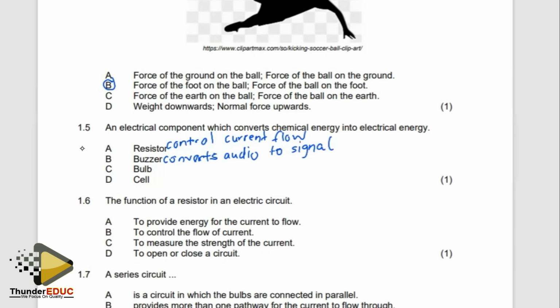The bulb produces light from electricity, because there is a source. So it produces light from electricity. That's what we have there. Right, from electricity. Then we'll move on to the cell.